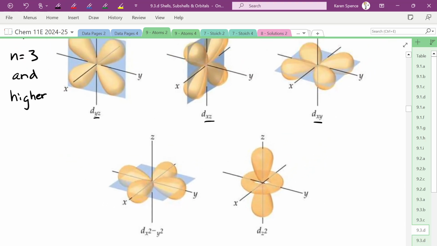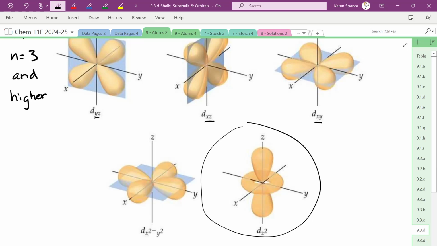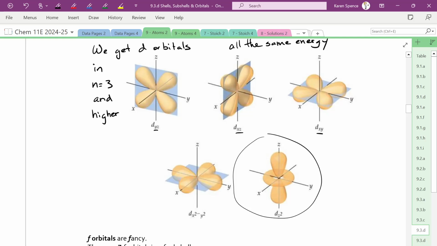So what you need to know about these is they are all at the same energy, even though we have one which is a completely different shape. It is still the same energy as all the others. It must work out mathematically that way. I don't know why, but there we are. Okay? And we have 5 of them.